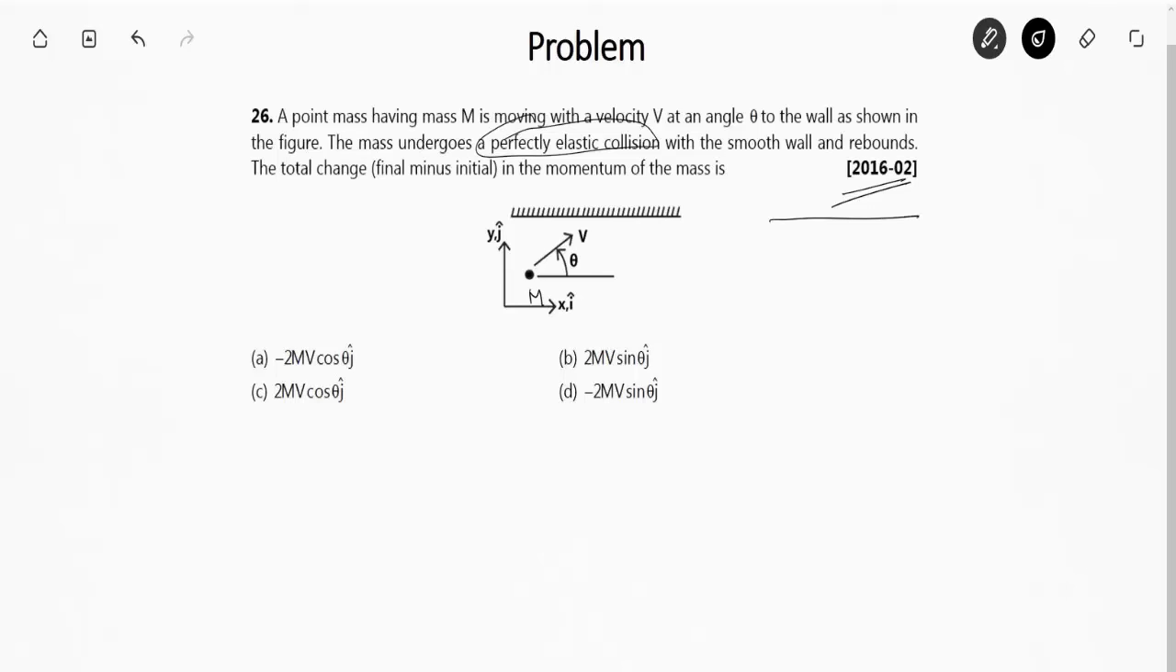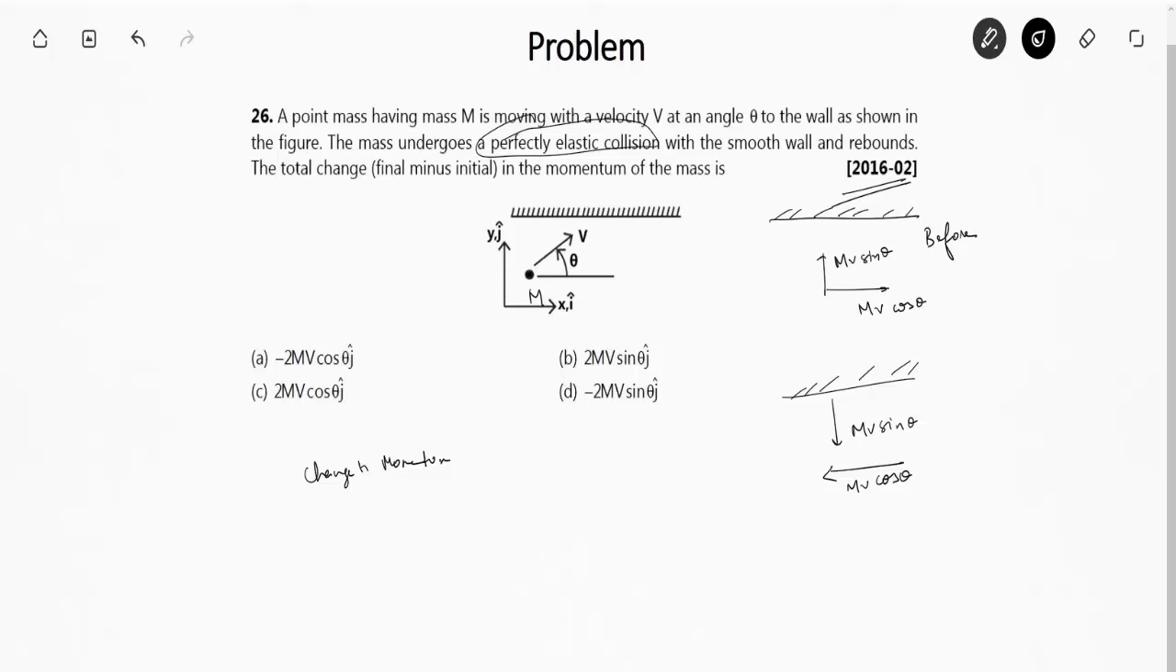So friends, let's say initially, the ball was moving like this, mv cos theta and mv sin theta before collision. This is before. What will happen after collision? Since the collision is perfectly elastic, the direction will change. The mv cos theta value will remain the same. So what is the change in momentum, in the x and y direction?